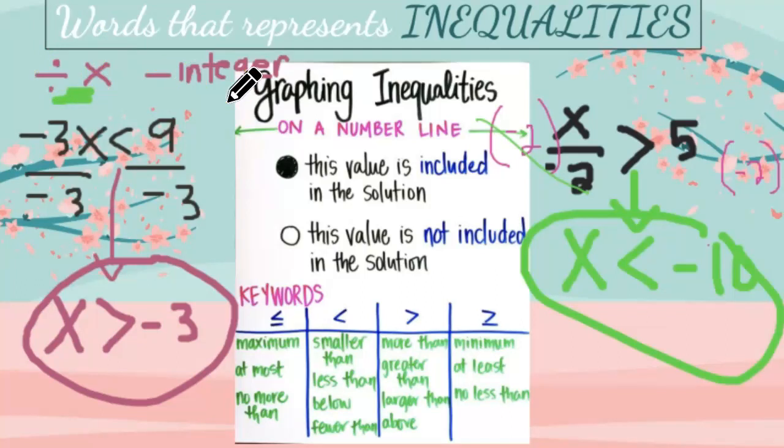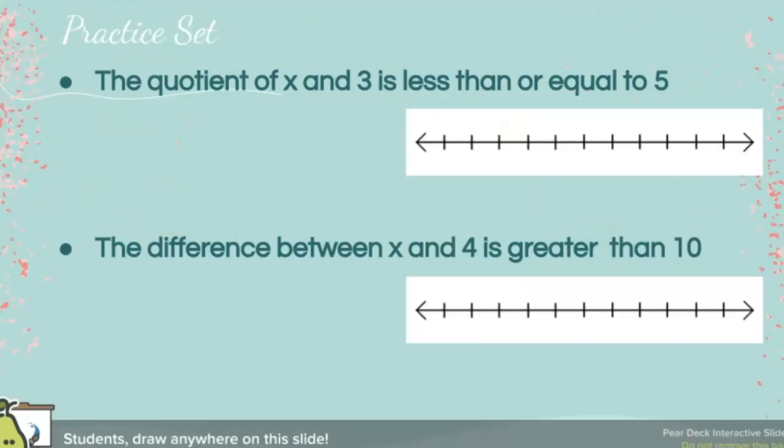Any questions for that one? We're good? We clarified? Alright, let's move ahead. I want you to try solving on your own first, and then we'll talk about it. The quotient of x and 3 is less than or equal to 5. And then the difference between x and 4 is greater than 10. I want you to try it first, and I'll work with you. Go ahead. I'll give you 3 minutes.